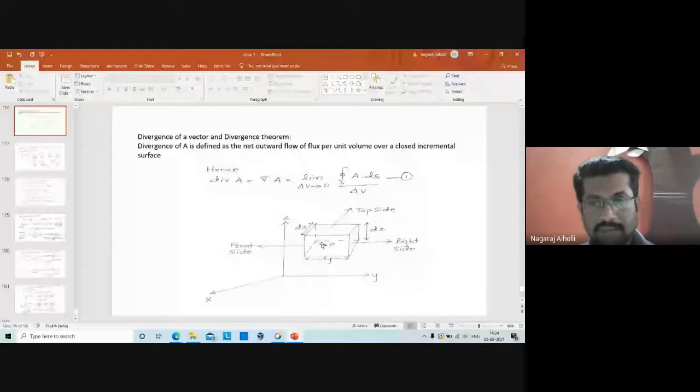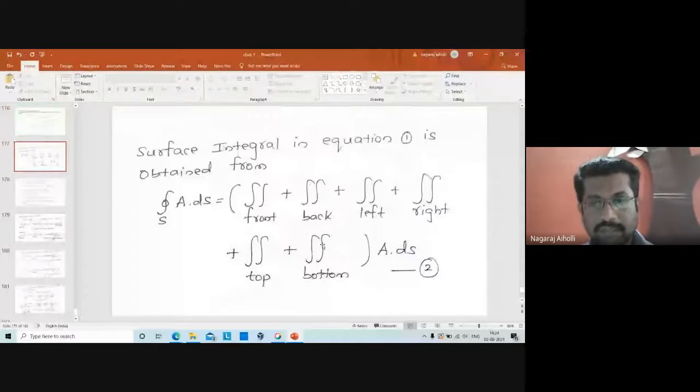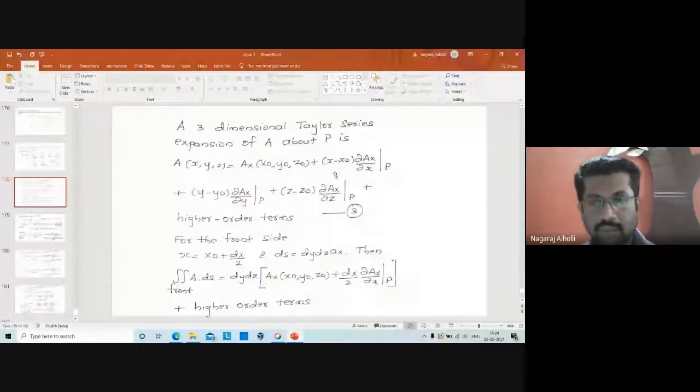Correct? That is what we are writing here. Plus x minus x naught, that is the Taylor expansion, dou Ax by dou x. It is a derivative of the function. What is the Taylor series? The Taylor series consists of the sum of an infinite number of terms, where each term is the derivative of the given function.